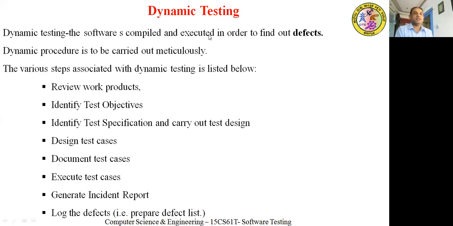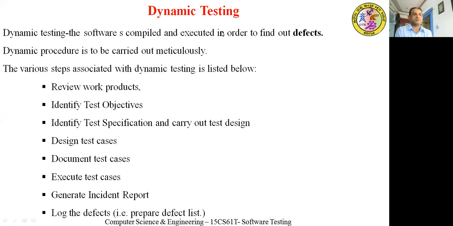The same thing we do here also. We execute the program, and then we identify the defects. That is dynamic testing. In dynamic testing, the software is compiled and executed in order to find out defects. The dynamic procedure is to be carried out meticulously. There are various steps involved in dynamic testing. All these steps we'll be discussing.